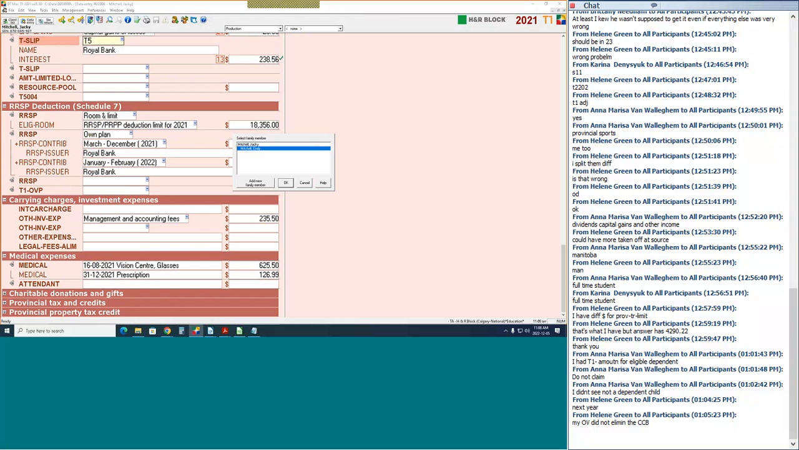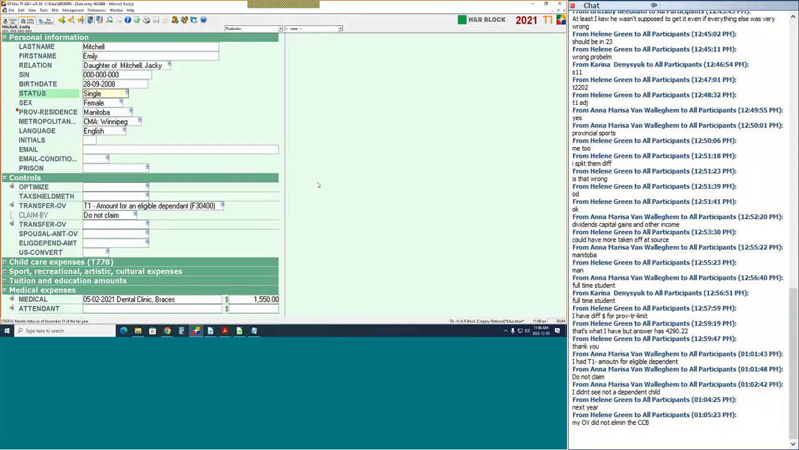And then for Emily, had the tricky things here. Amount for ELS dependent, transfer OV. In this case, we're not going to say that she's not a dependent child. She is a dependent child for everything else. We just can't claim ELS dependent this year. What advice would we give for next year?